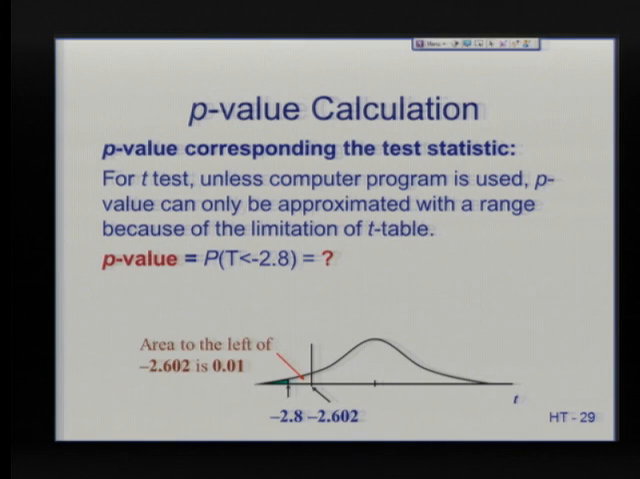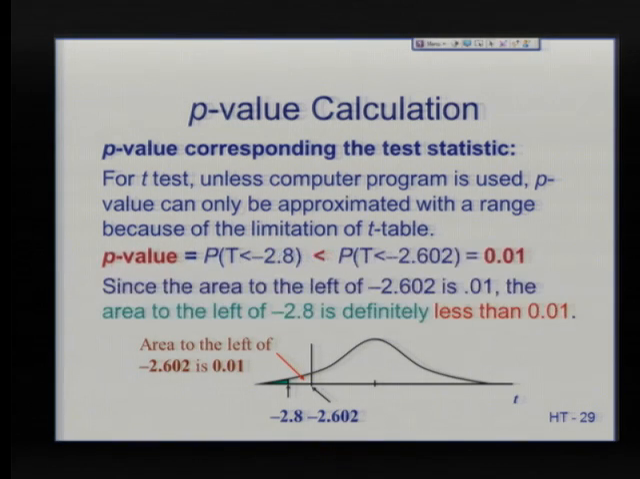Now, if we use a table, what you can do is find some t-score that is closer to 2.8, right? To see what kind of tail area it has to help you approximate it. I found a number that's closer to 2.8, that is 2.6. Its tail area is 0.01, so I know the tail area for 2.8 is definitely less than 0.01. And less than 0.01 is less than 0.05, right? So I will reject the null hypothesis because of that.